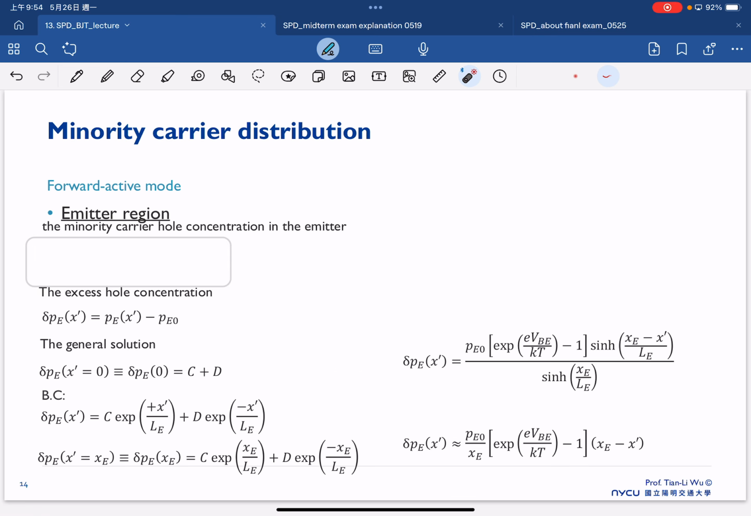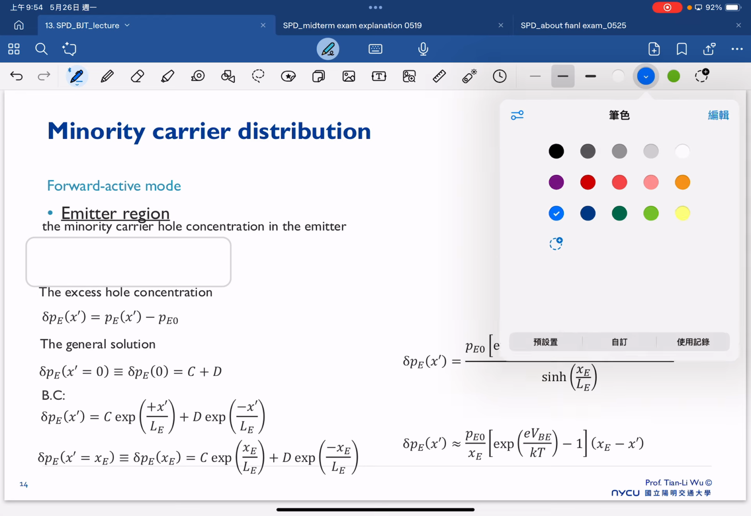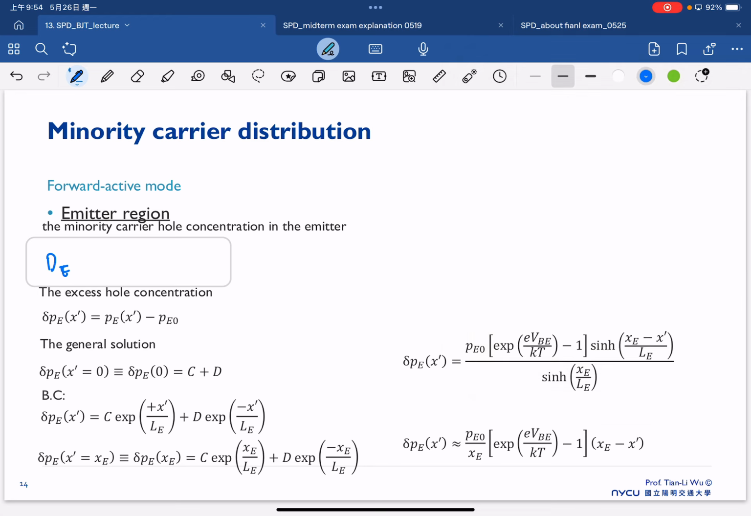And we will also move on to the emitter region. The minority carrier hole concentration in the emitter can be expressed as below, where DE is the minority carrier diffusion coefficient, with the second derivative as shown here. So we have this minority carrier hole concentration in the emitter.